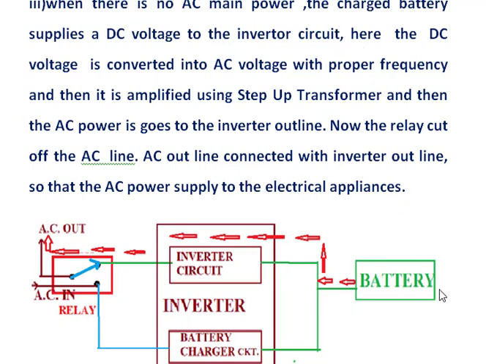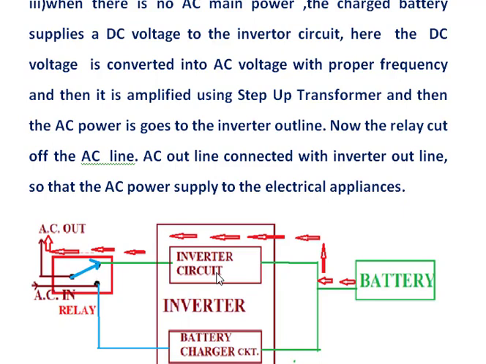the charged battery, which was already charged, supplies a DC voltage to the inverter circuit. This inverter circuit converts the DC voltage into AC voltage. Already we have studied the process of how the inverter converts the DC voltage into AC. The inverter circuit consists of a stable oscillator using transistors, an amplifier, and then a step up transformer.